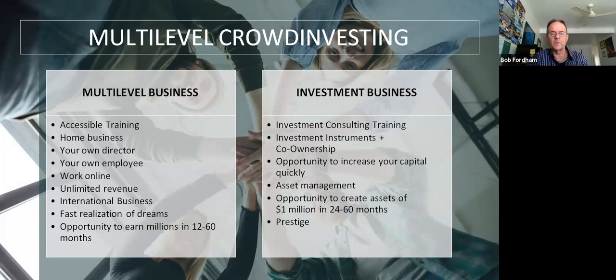You have fast realization of your dreams and the ability to create multiple incomes over the next 1 to 5 years. With the investment business model, you can learn how investment consulting and training and investment instruments in co-ownership can give you the opportunity to increase your capital quickly and increase your assets. The opportunity to create assets of up to $1+ million in 2 to 5 years. Also, prestigious accolades can be attained because you're feeling good about what you're achieving. This is giving us the opportunity to be the true sovereign individual and to create the life on your terms that you desire.